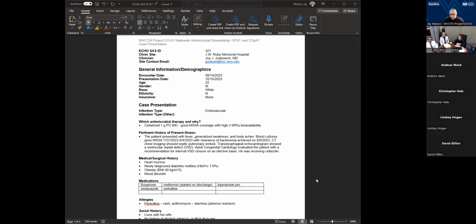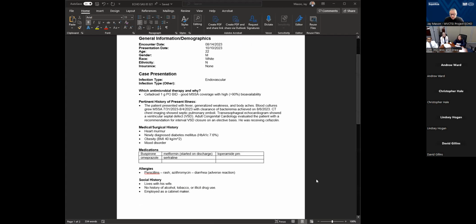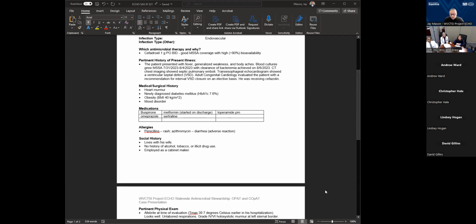So moving on to the patient's medical and surgical history, he did have a known history of a heart murmur. During his hospitalization, he had newly diagnosed diabetes. He was morbidly obese and had an eating disorder, and took some medications for that. His medications here: buspirone, metformin that was started on discharge, omeprazole, sertraline, and loperamide or Imodium as needed for some diarrhea. He did have an allergy to penicillin. Azithromycin had a side effect of diarrhea. For social history, he lived with his wife, had no history of alcohol, tobacco, or drug use, and was employed making cabinets.